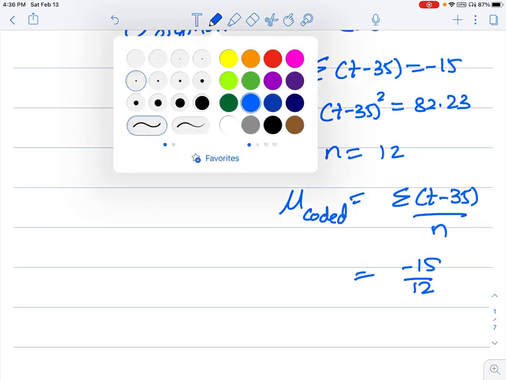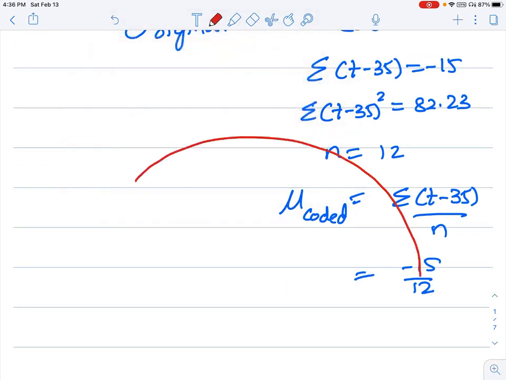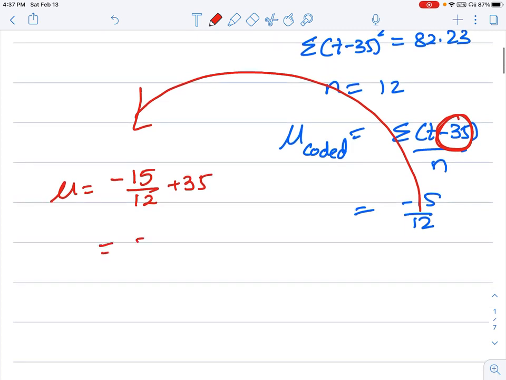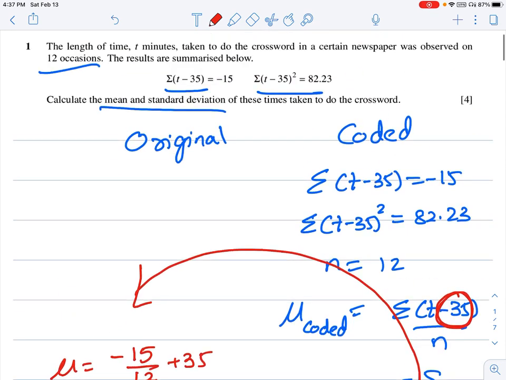Now I want the original mean. In order to get back to the original mean, the coding was done as minus 35, so I will add plus 35. To get the original mean, I'm adding plus 35. So when I do this, directly I'm writing the answer 33.75 minutes. Don't forget to write the units.